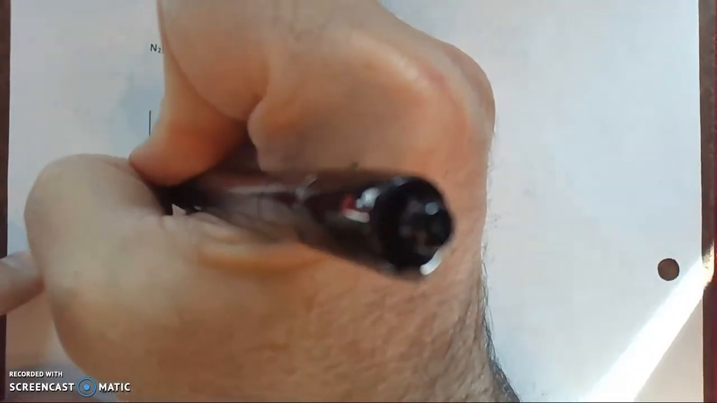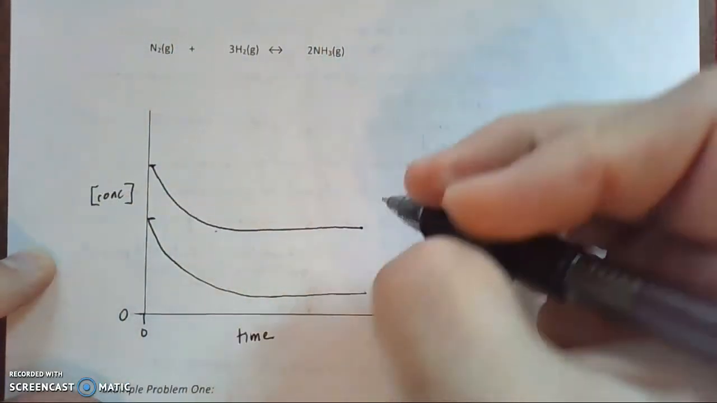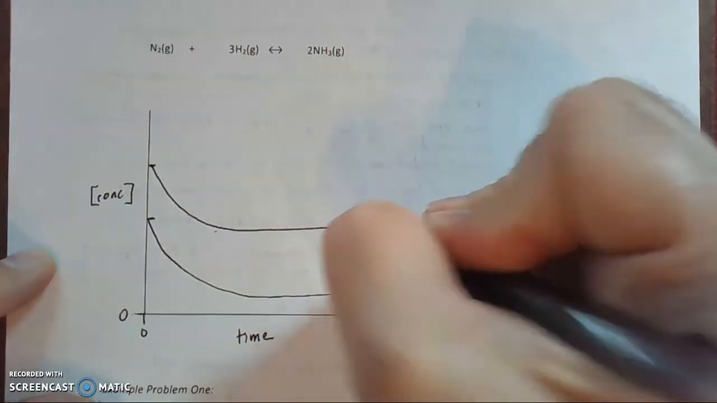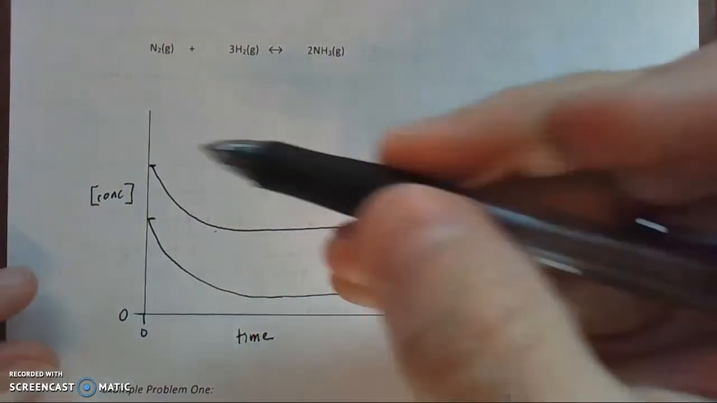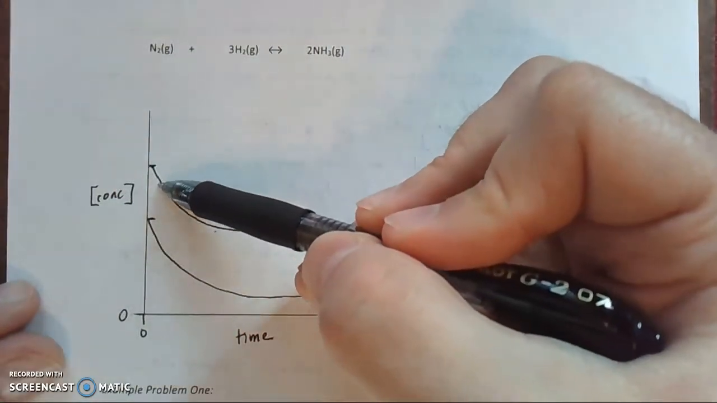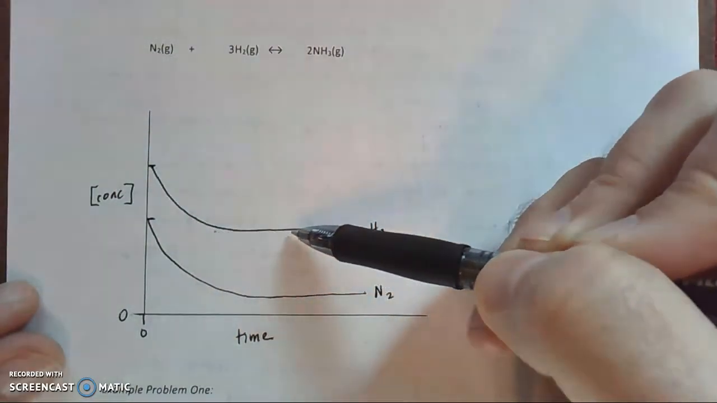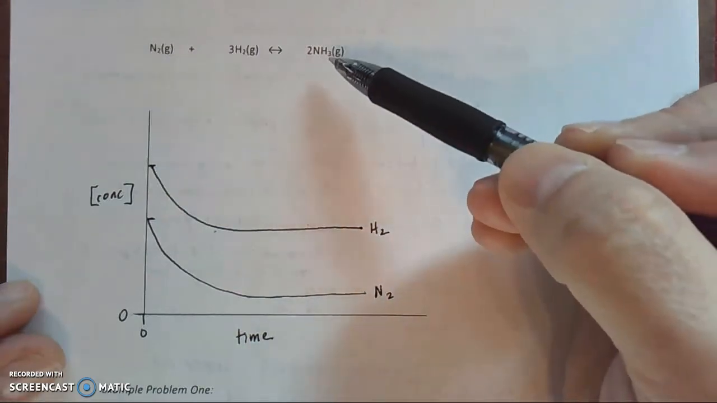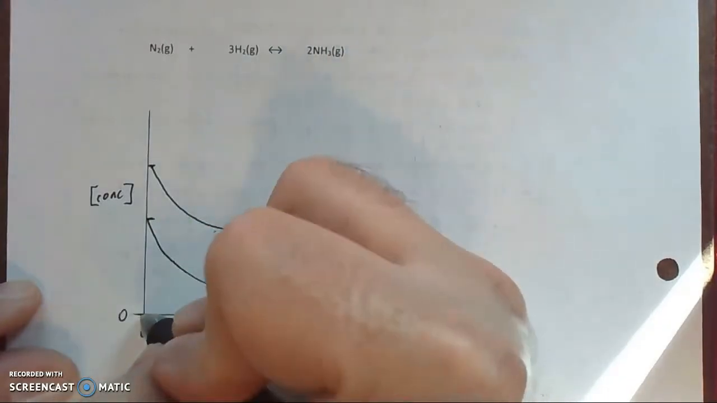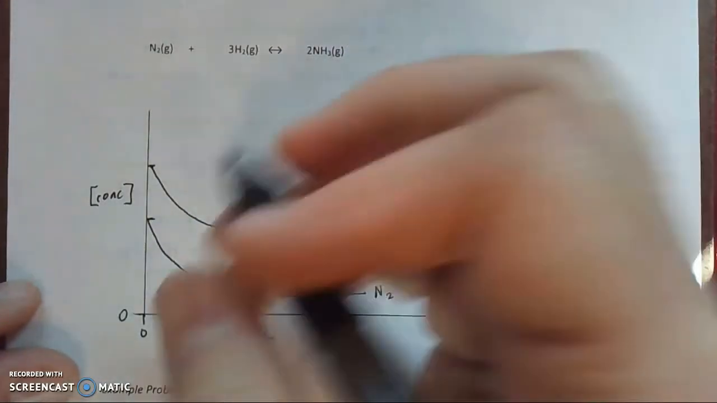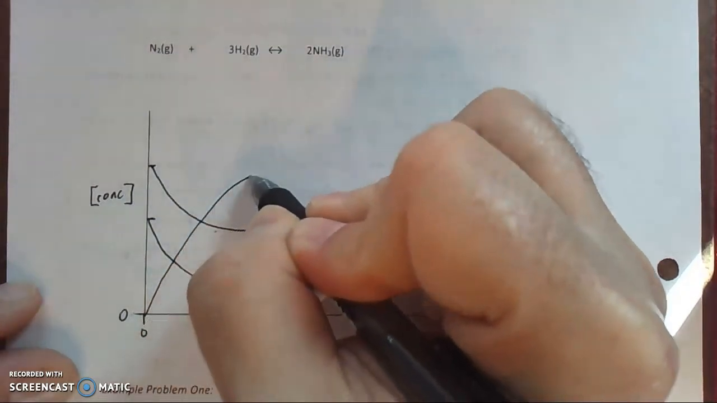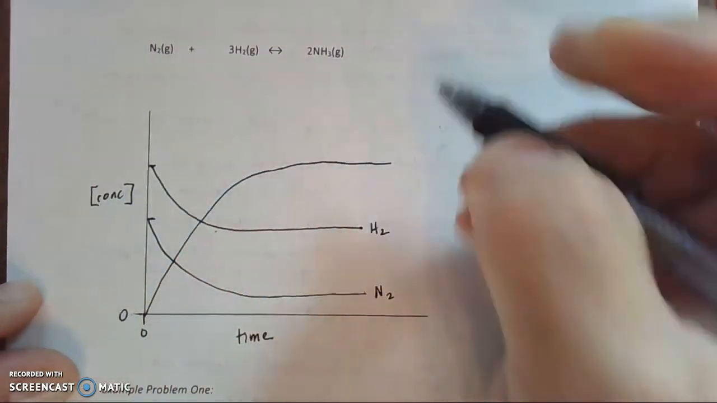This one would look very similar. So this could be N2 and this could be H2. So they start out high and then they decrease rather rapidly, and then it starts to slow down and then it becomes even. NH3 over time, well, it's going to start here at 0 because we didn't have any, and it's going to increase, and eventually it is going to level out also.